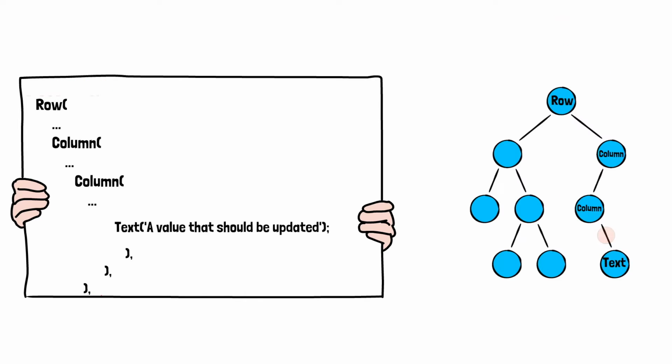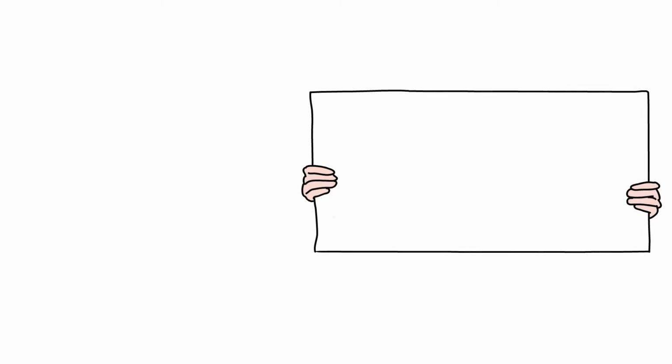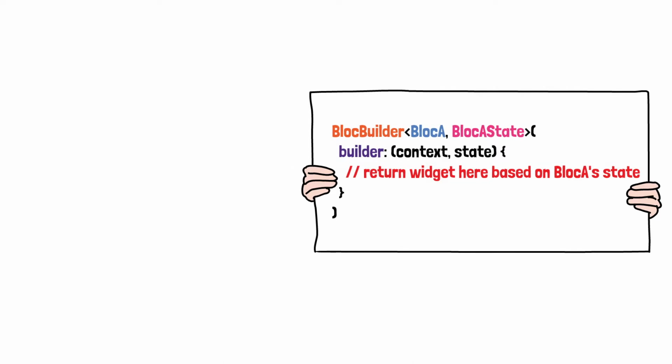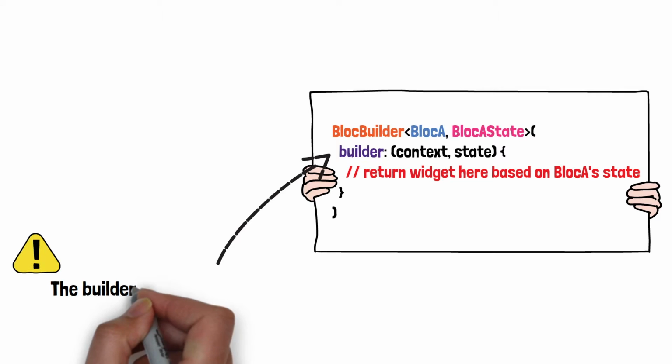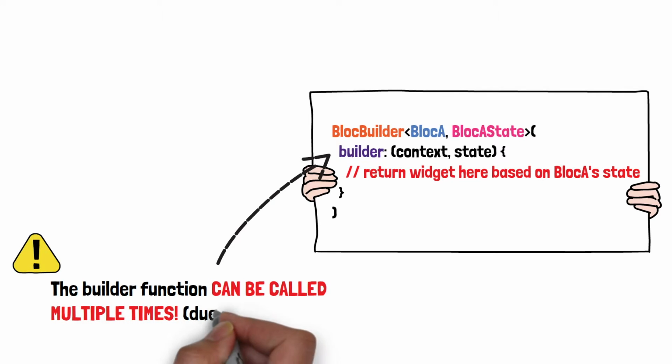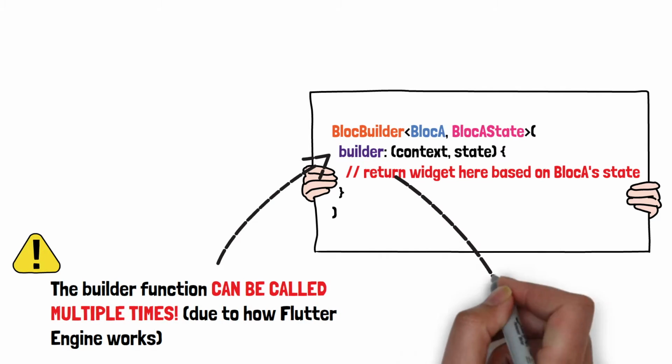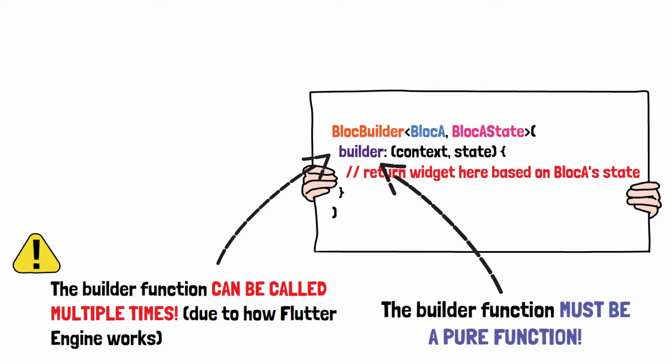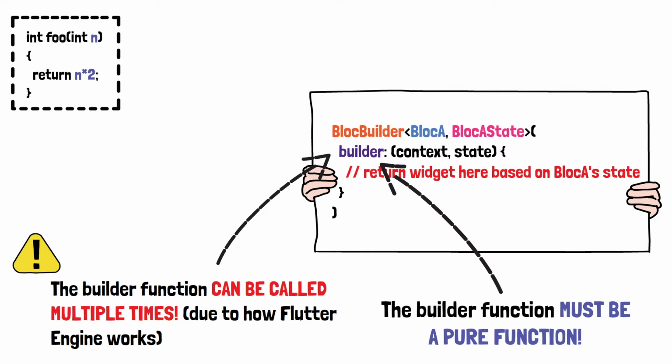Instead, what you should do is rebuild only the text widget by wrapping it inside BlocBuilder. Syntax-wise, BlocBuilder is a widget which requires a bloc or cubit and a builder function. The builder function will potentially be called many times due to how the Flutter engine works behind the scenes, and should be a pure function that returns a widget in response to a state.